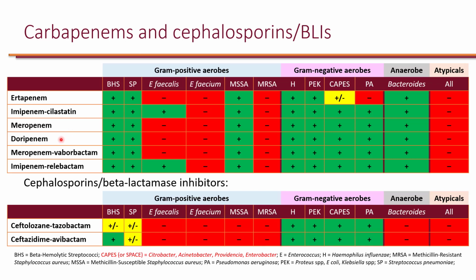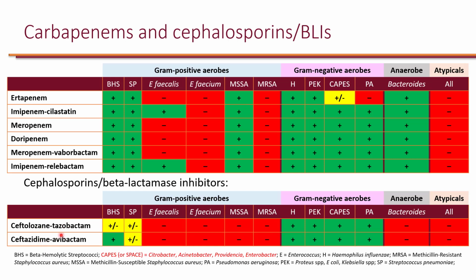Recently, there have been a couple of carbapenems combined with beta-lactamase inhibitors. So we have meropenem vaborbactam as well as imipenem relebactam in order to maintain the activity of these carbapenems against carbapenemase-producing Enterobacterales, as well as multi-drug resistant Pseudomonas. Now, we also have a couple of cephalosporins bundled with beta-lactamase inhibitors. So we have ceftolozane tazobactam as well as ceftazidime avibactam. Ceftazidime avibactam is really targeted at organisms that produce carbapenemases, whereas ceftolozane tazobactam is directed at multi-drug resistant Pseudomonas.